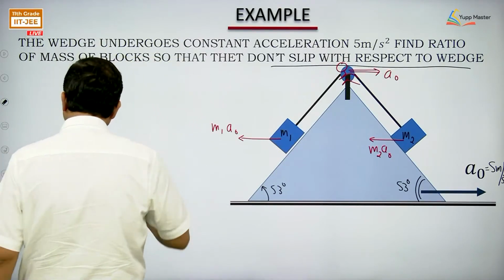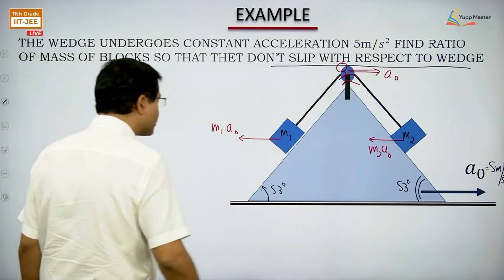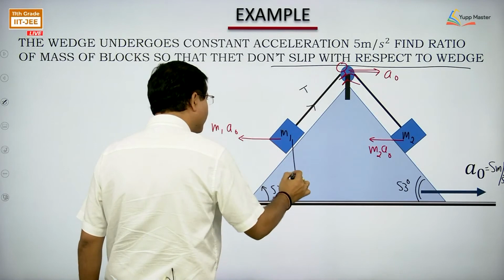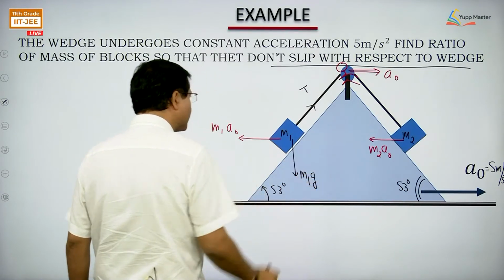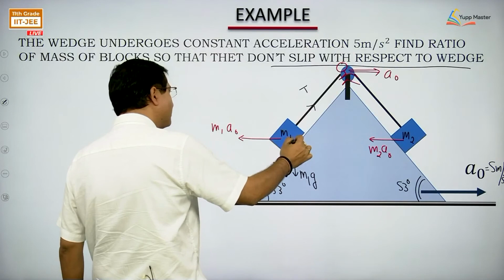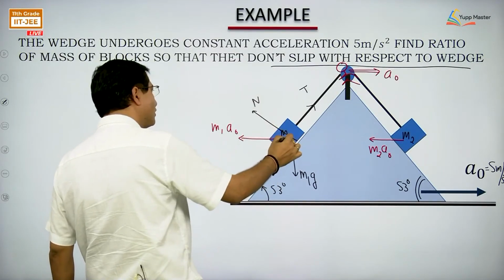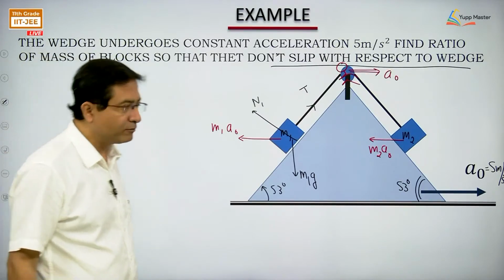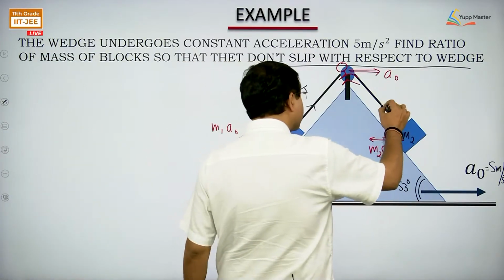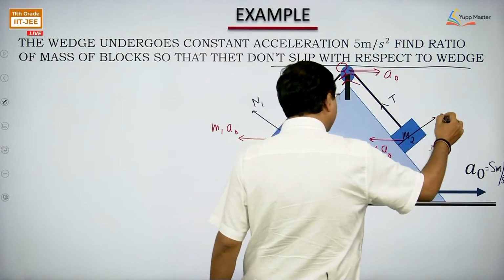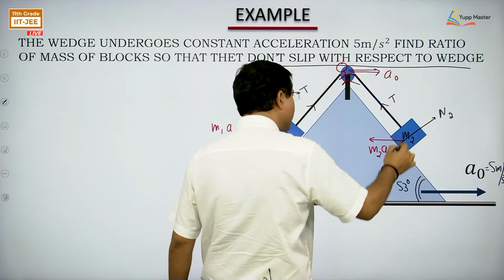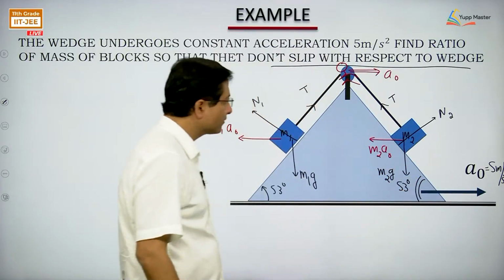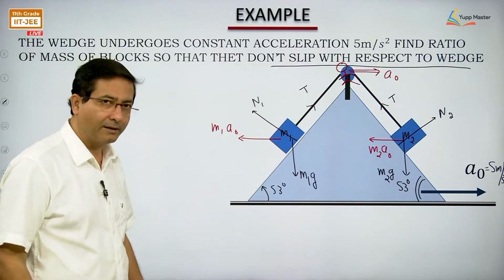Now the real forces. The string will exert a force in this direction, T, and there is m1g in the downward direction, and then one normal will come from here, the contact force, normal on m1, I will call it n1. Similarly for m2, the real forces are the tension, the contact force on m2, let us call it n2, and m2g in the downward direction. So now we have the complete free body diagram.